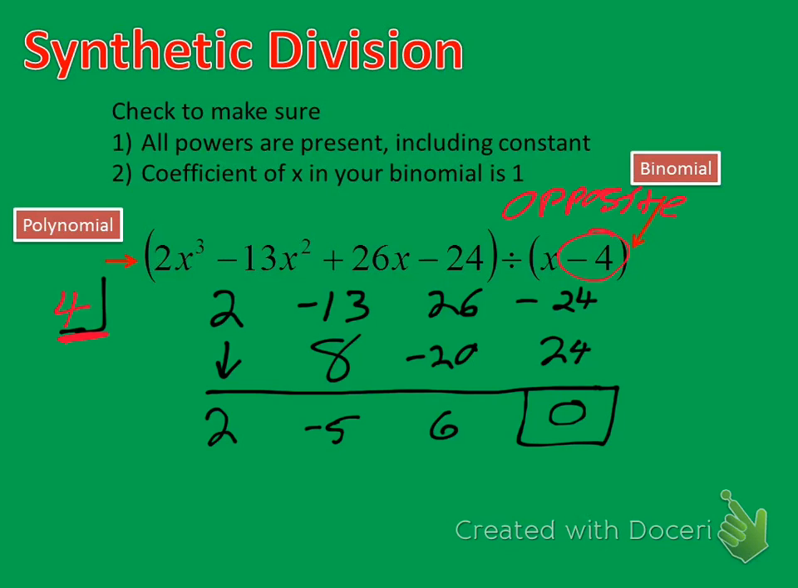So, here's what your last step is. You just took these coefficients and you divided them by 4 and you got these numbers. These numbers are now going to be the coefficients to your answer. Here's the key. Your answer, see how this one started with x cubed? Your answer starts one lower. So x squared. So 2x squared. And you go from there. So minus 5x plus 6. And that's your final answer.